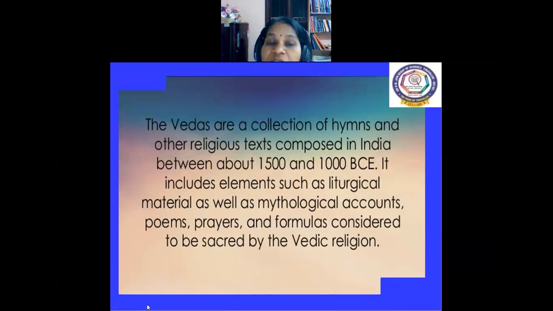Vedas are a collection of hymns and other religious texts composed in India between 1500 and 1000 BC. In that time itself, the Vedas came. They include elements such as liturgical material as well as mythological accounts, poems, prayers and formulas considered to be sacred by the Vedic religion.